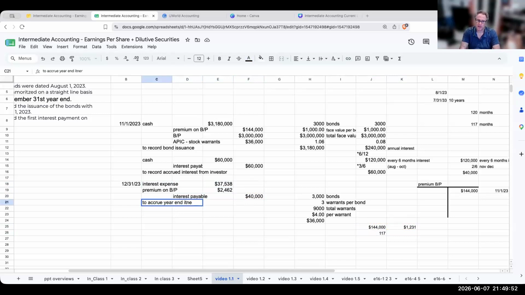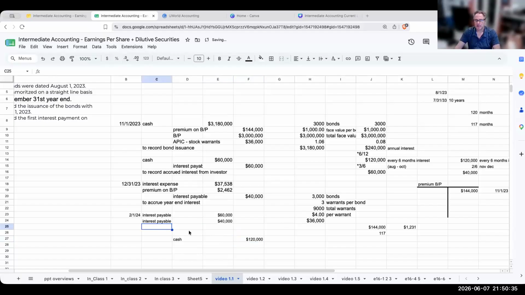So that is to accrue year-end interest. Okay, now we're ready for the big payoff on 2/1/24. What's the big payoff going to be? Well, this interest payable that I've been accruing, this 60,000 and then this 40,000, we're going to get rid of that. And as far as my cash is concerned, the amount of cash that I'm paying out is going to be 120,000, because that's my obligation. Every 6 months, I have to pay 120 grand.